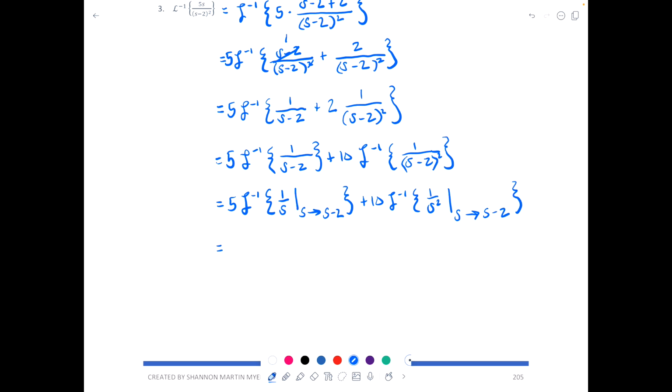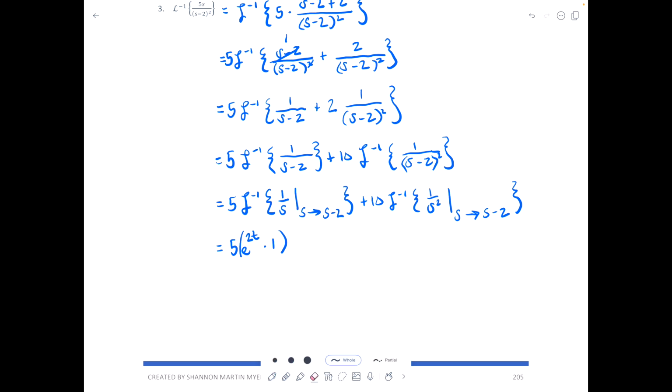So we will have 5 times, we want to put in our exponential, a is 2. So we'll have 5 times e to the 2t. I'm going to write these in times 1 from that 1 over s. So the 2t represents the shift, and then the 1 over s, the Laplace inverse of 1 over s, is just 1.